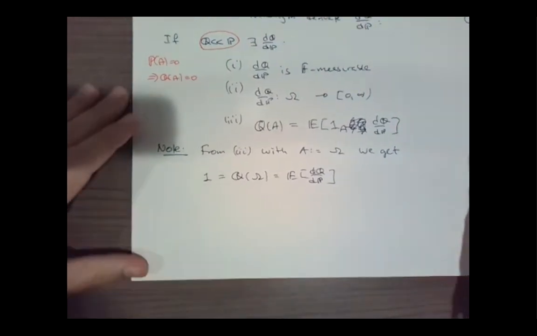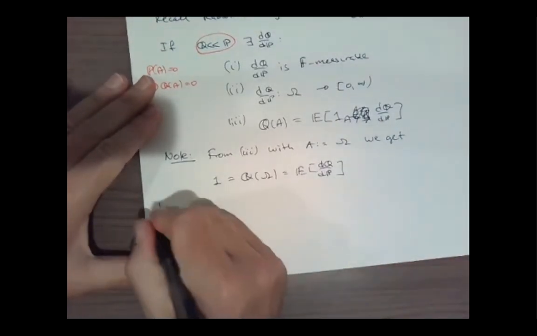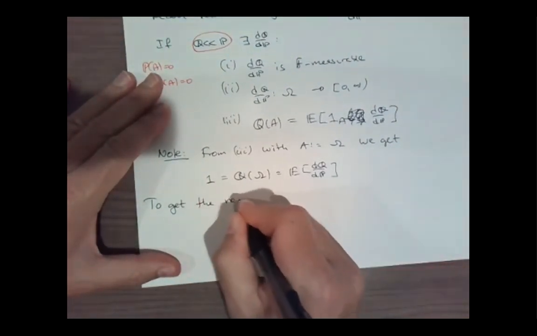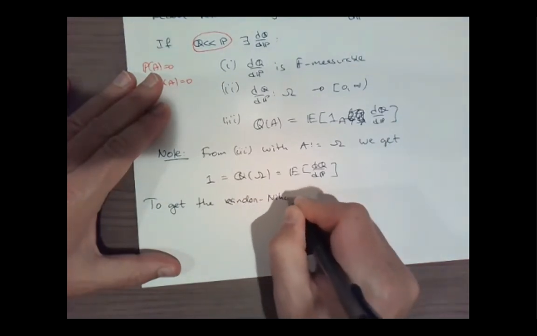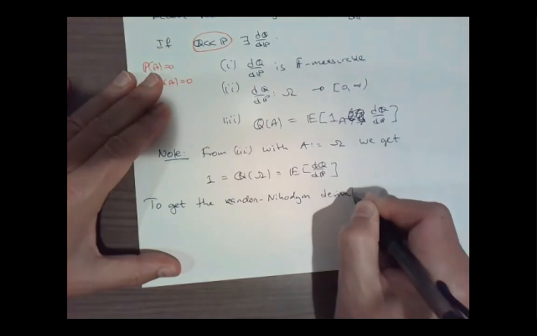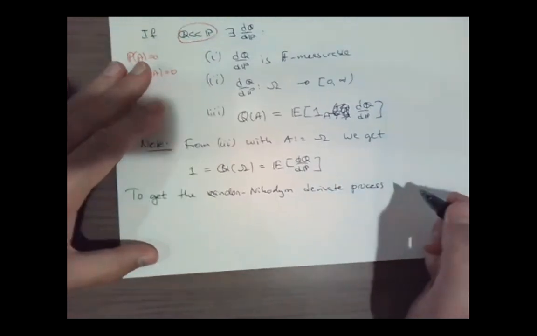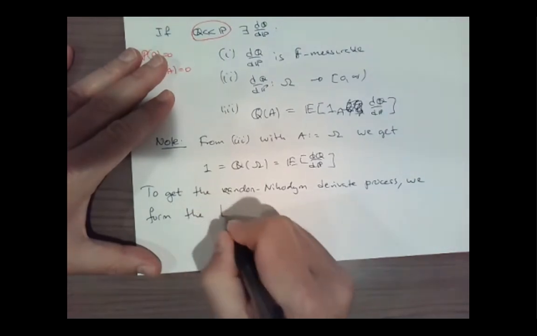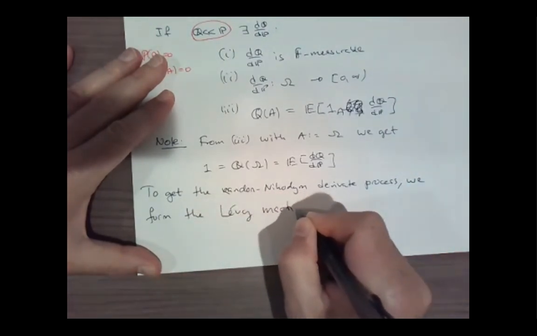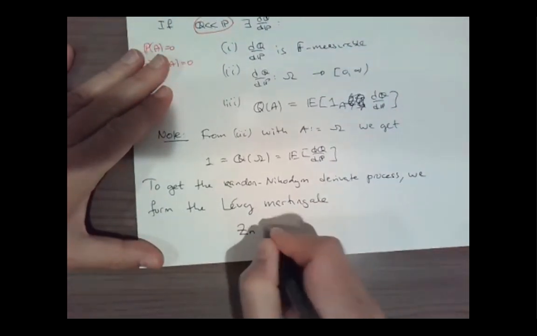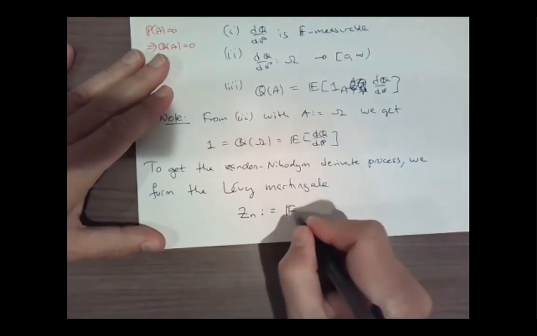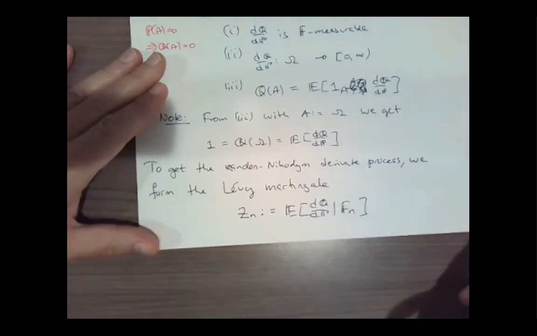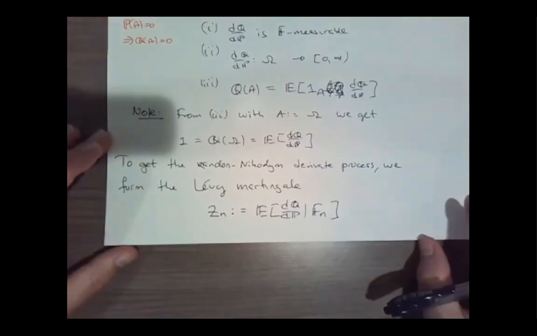So then to get the Radon-Nikodym derivative process, we define the Levy martingale. So this is my Zn, which is the conditional expectation of dQ/dP given Fn. So that's that guy.